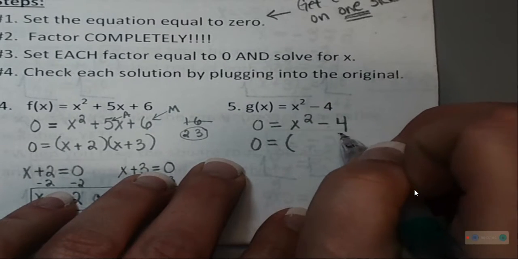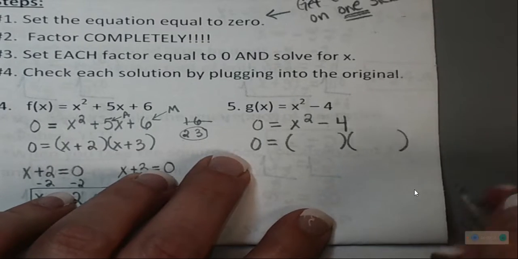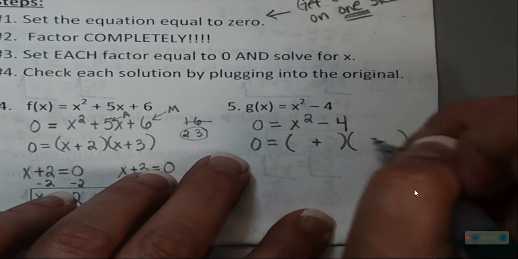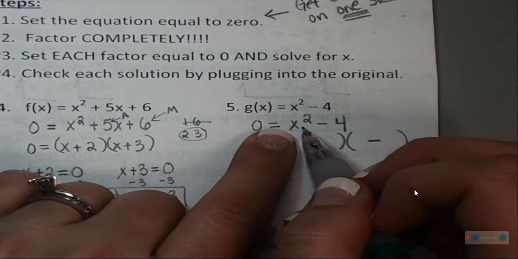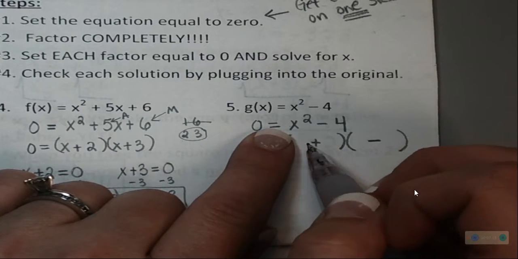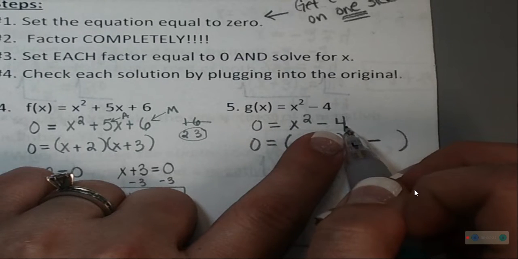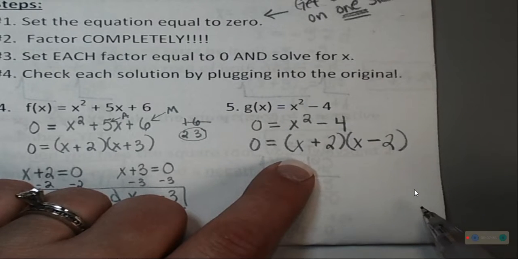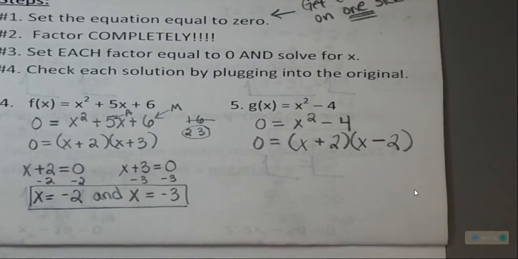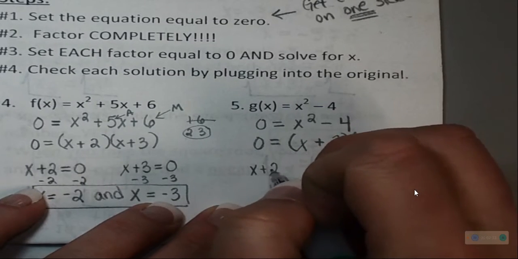When you have a difference of two squares, you have two parentheses. What do you know about those? One's going to be a plus and one's going to be a minus. What times itself gives you x squared? What times itself gives you -4? 2 times 2. Now, if I want you to solve these, you could write them down and solve.